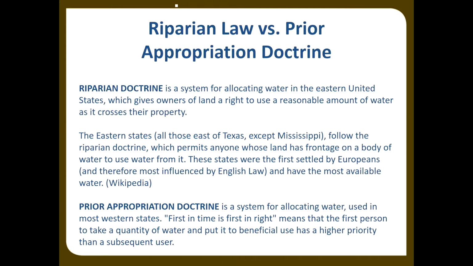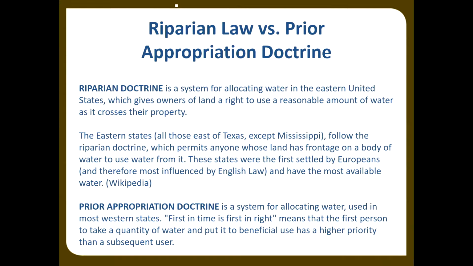In the eastern United States, they use a law called riparian law for their doctrine as to how they allocate water. The reason for this is because they have a lot more water than we do over here, and so if there was water on their property, typically they could divert it and use it for what they wanted to. And these are those states east of Texas, except for the Mississippi.